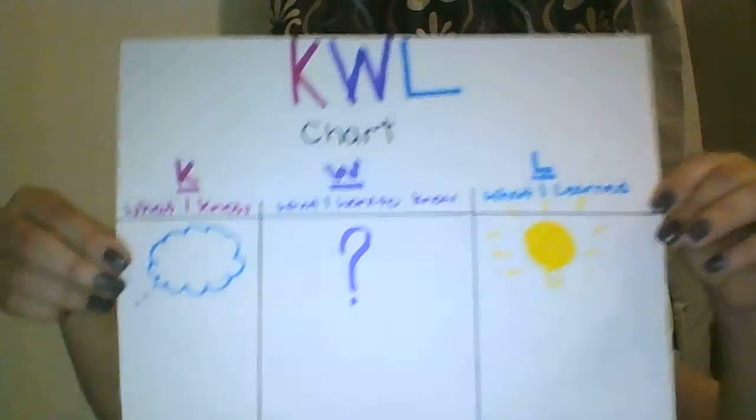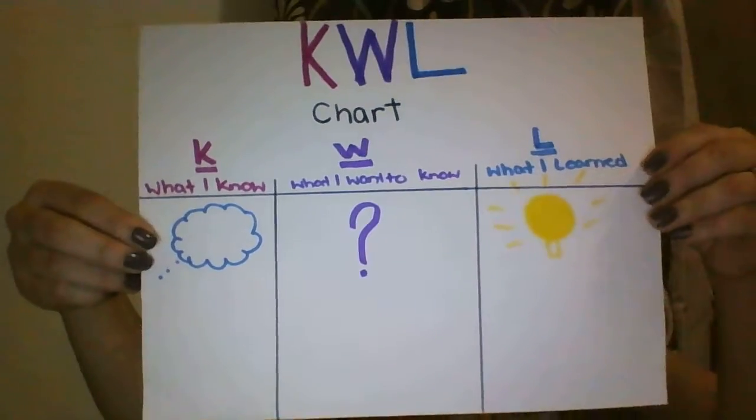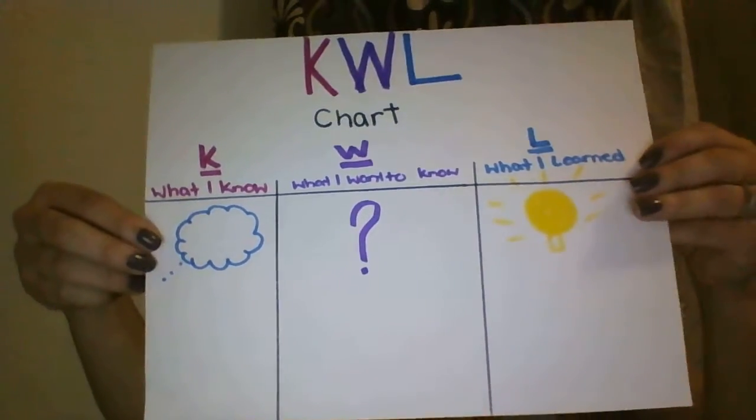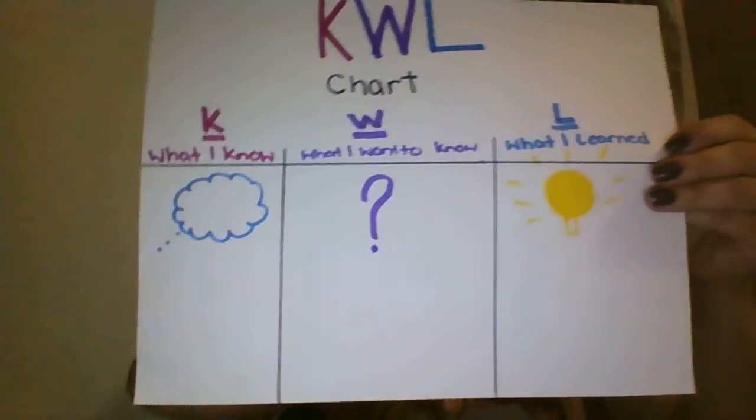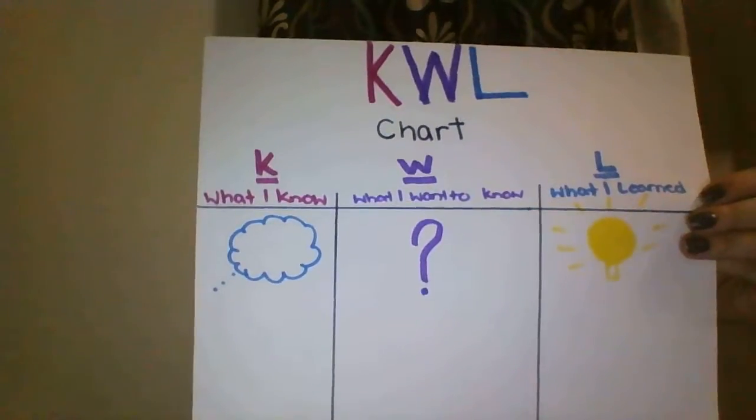The graphic organizer that I selected for this assignment was the KWL chart. If you don't know, the KWL chart stands for what I know, what I want to know, and what I've learned. This is something that I believe is extremely appropriate in a kindergarten or early educational classroom setting because it is such a simple graphic organizer.